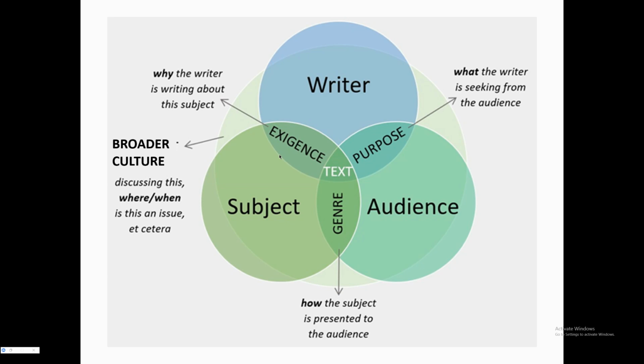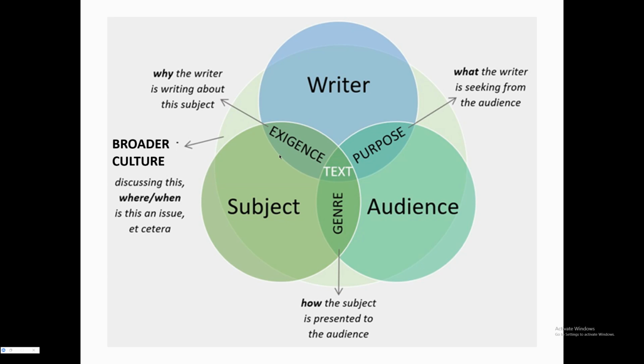Purpose represents the relationship between the writer and audience, right? What is the author trying to get from the audience? Are they trying to convince the audience of something? Are they trying to inform the audience of something? Like, what is their goal there? And then genre or medium, I think medium is a better term there, is how the subject is presented to the audience. Is it an essay? Is it a speech? Is it a tweet?